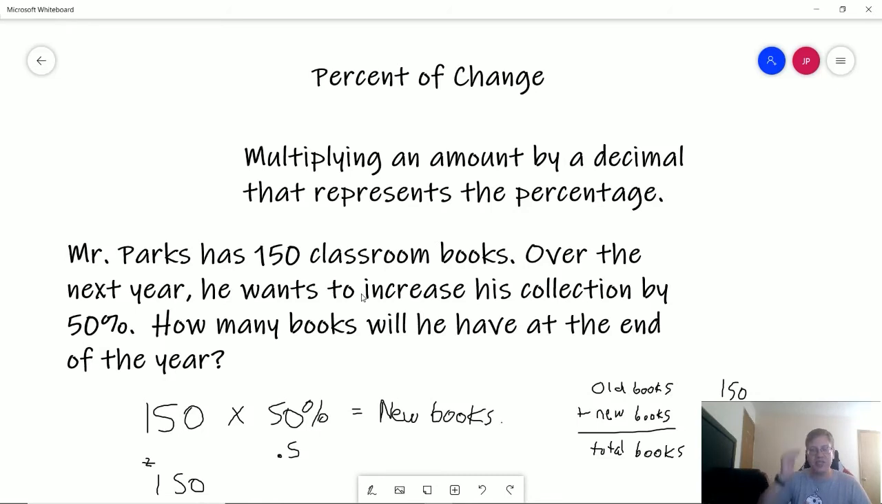If I take something that's more than 100%, then I would multiply by a value that would be greater than 1. So if I did 150%, then I would multiply by 1.5, and that would give me my new amount that I would add.